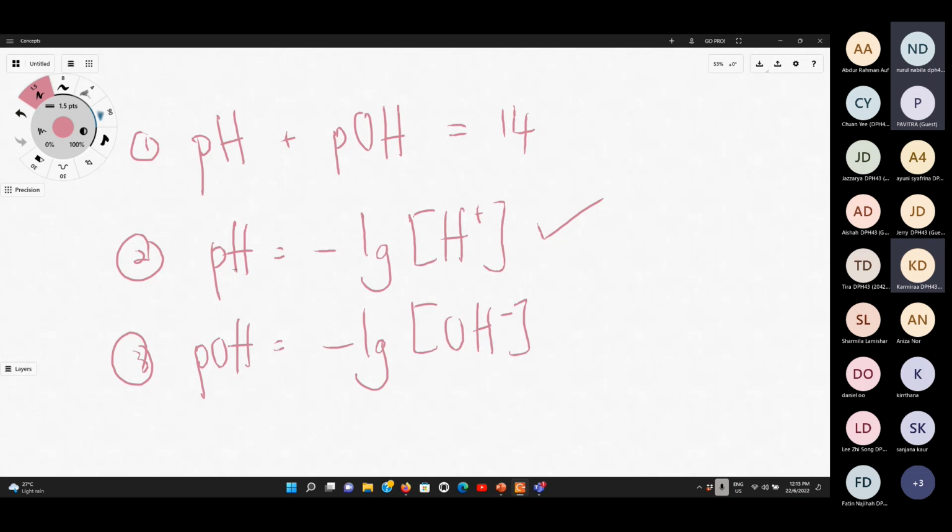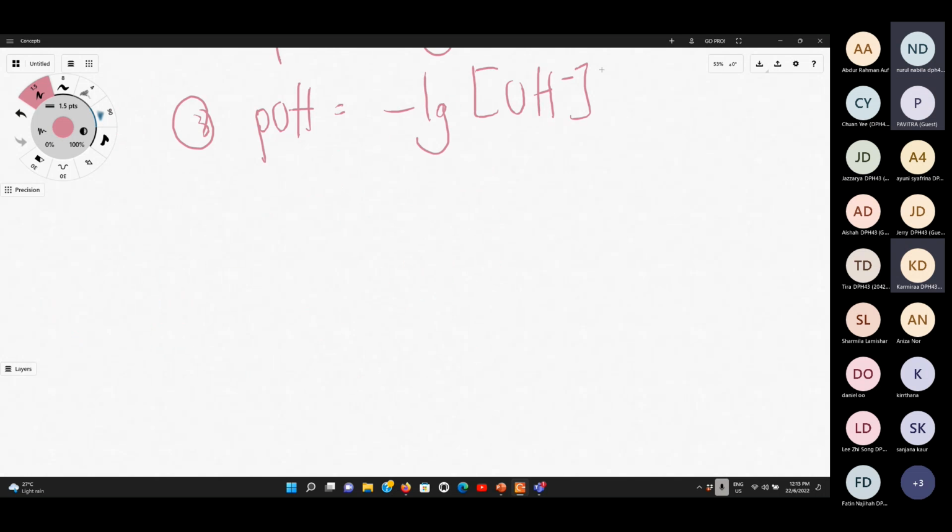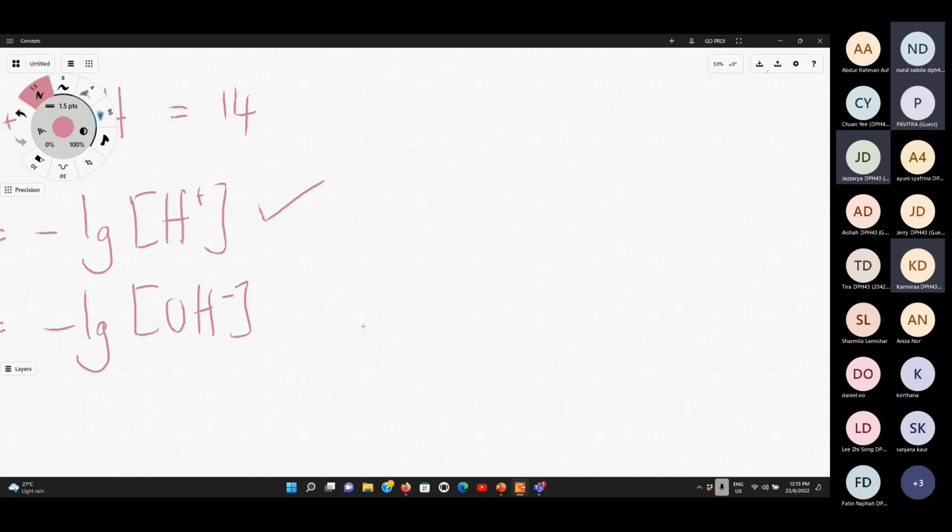So kalau kita calculate pH, katakanlah we have a hydrochloric acid. Let's say we have hydrochloric acid HCl, and then it produces H plus ion dan juga Cl minus. So katakanlah saya tahu the concentration of HCl ni adalah 0.15 molar. So that means this one also dia punya concentration adalah 0.15 molar. So saya boleh calculate the pH.